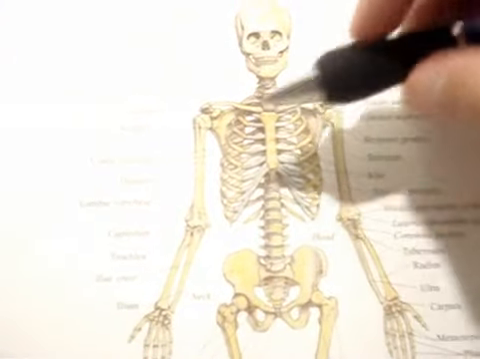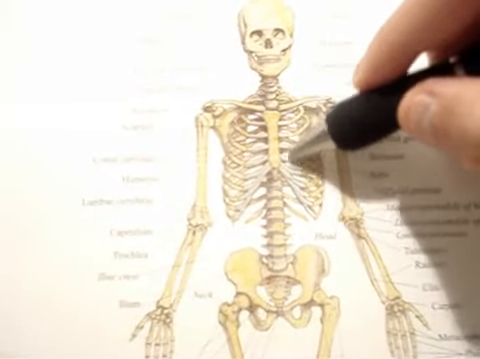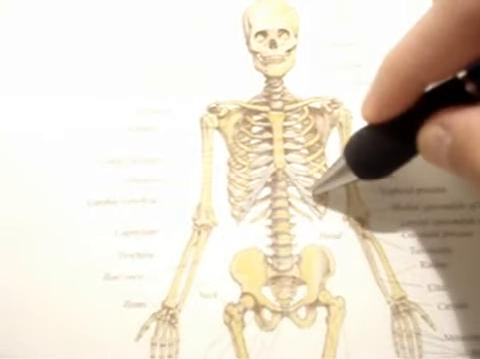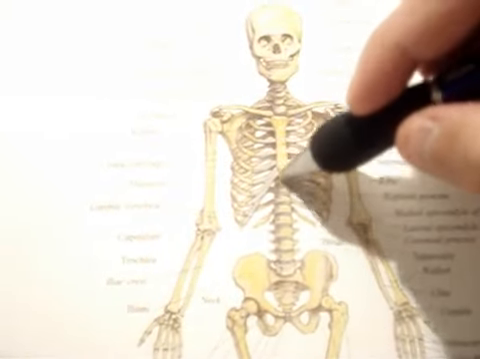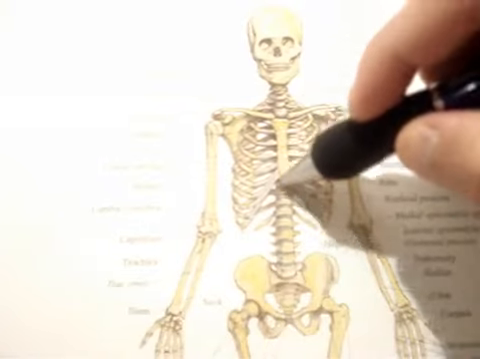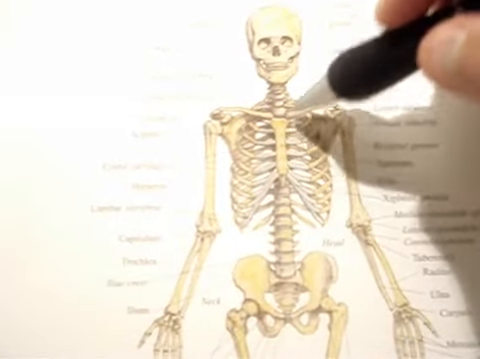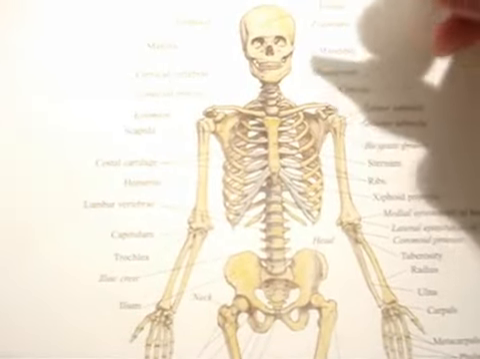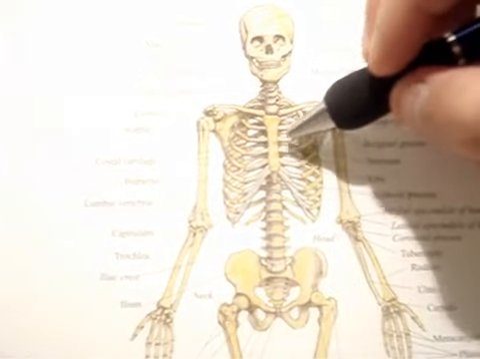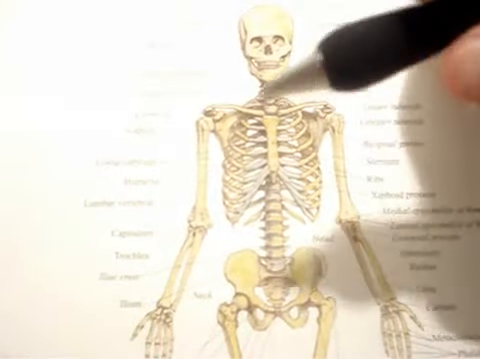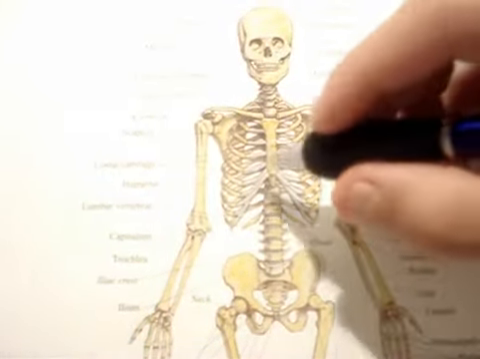Next, we look at the chest. The chest contains ribs, and the vertebral column in this region on the back is called the thoracic vertebral column, the thoracic region of the vertebral column. We'll look at that later.